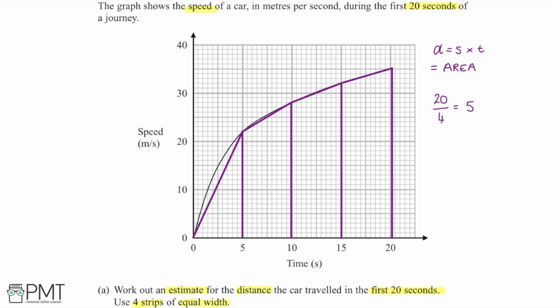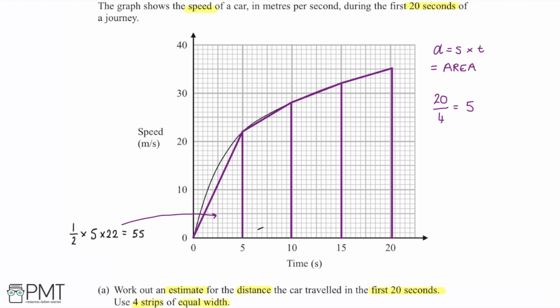So we can now estimate the distance the car travelled by adding up the areas of each of these shapes that we've created. So this triangle and then these three trapezia. So we can calculate the area. Here, the area of this triangle is half the base times the height. So we have a half multiplied by the base, which is the width, so 5, multiplied by the height here, which is 22. So a half times 5 times 22 gives us the area of the triangle, and that's going to be 55.